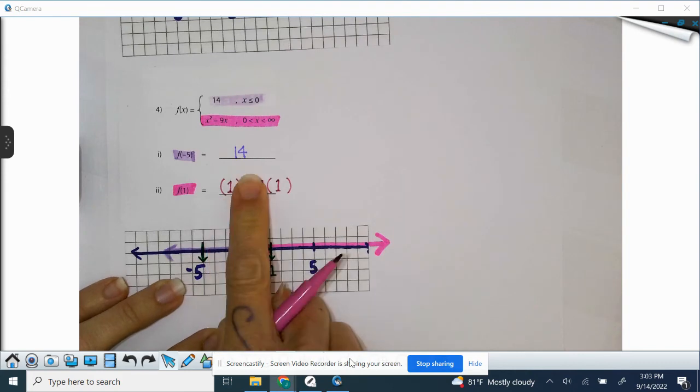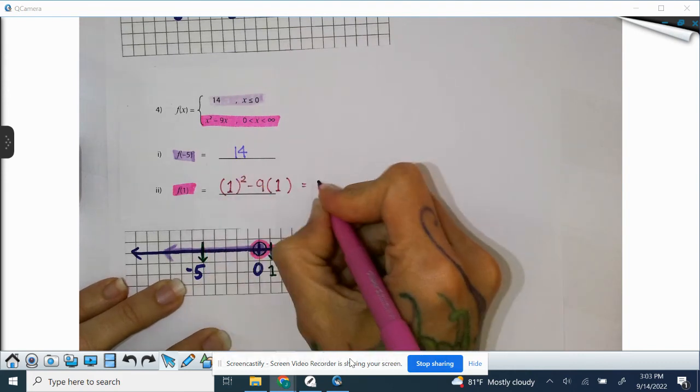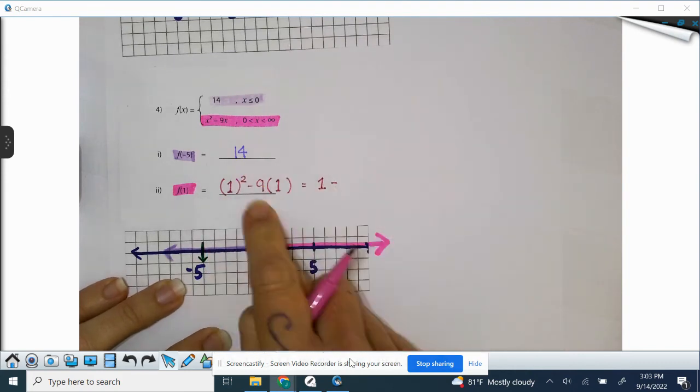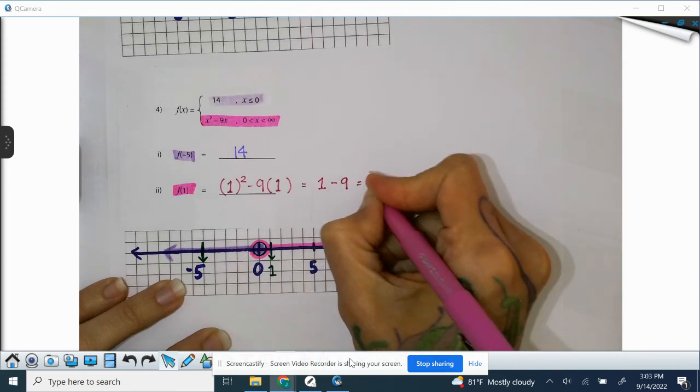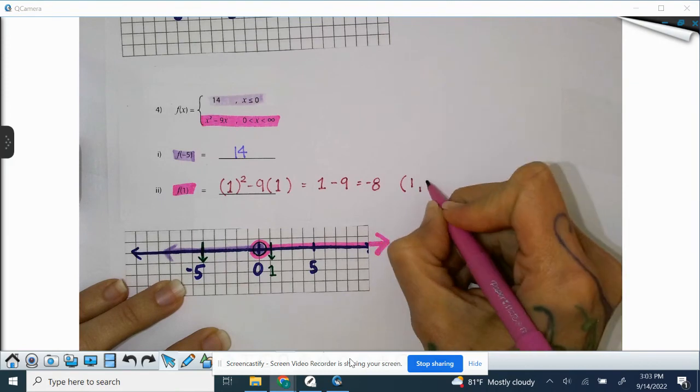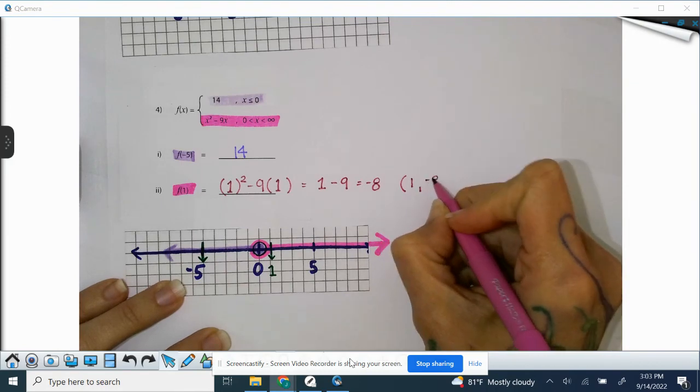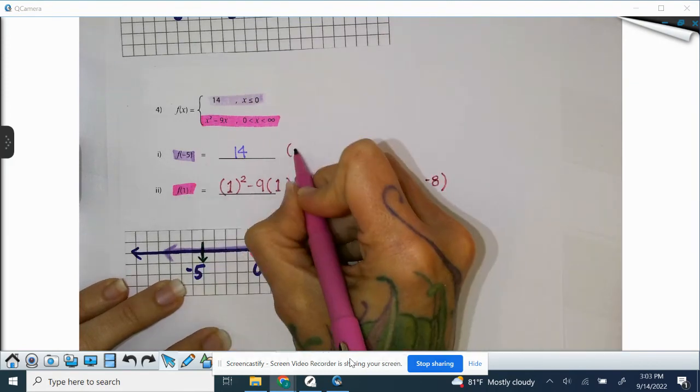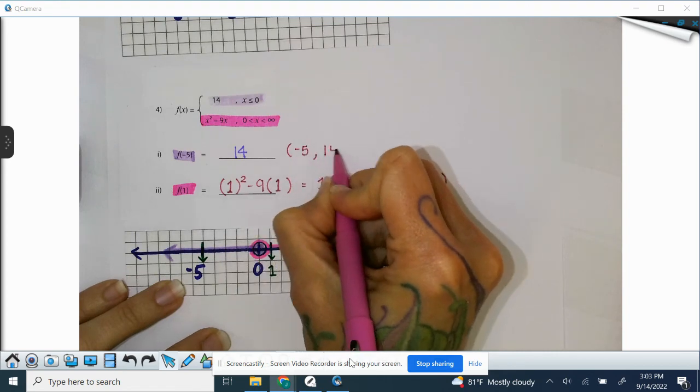So 1 squared is going to give me 1, minus 9 times 1 is 9. So our answer is -8. So when x is positive 1, our y value is going to be -8. And on the previous, when x is -5, our y value is going to be 14.